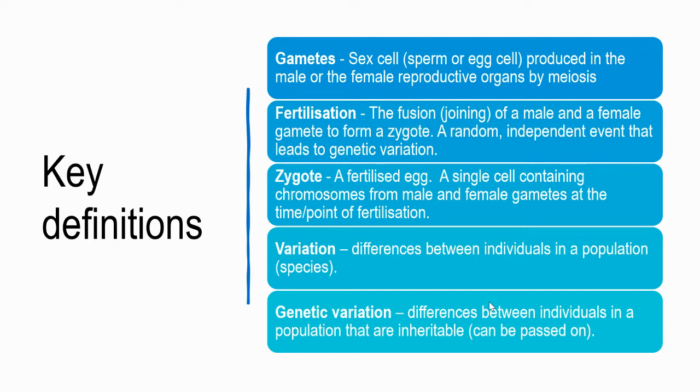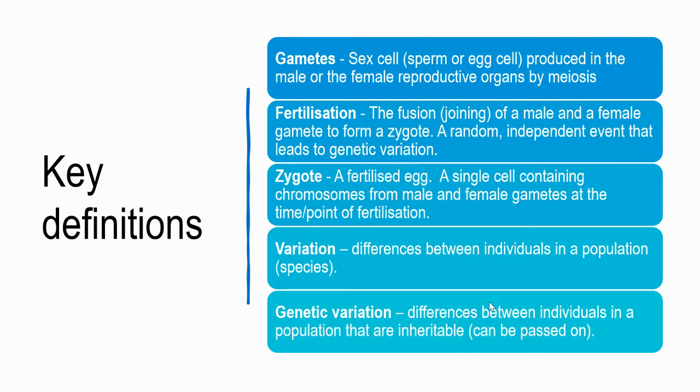Fertilization is a random independent event that leads to genetic variation. So it is just one sperm and one egg. So zygote just means a fertilized egg, a single cell containing chromosomes from the male and female gametes at the time point of fertilization. So a zygote has a full set of chromosomes.